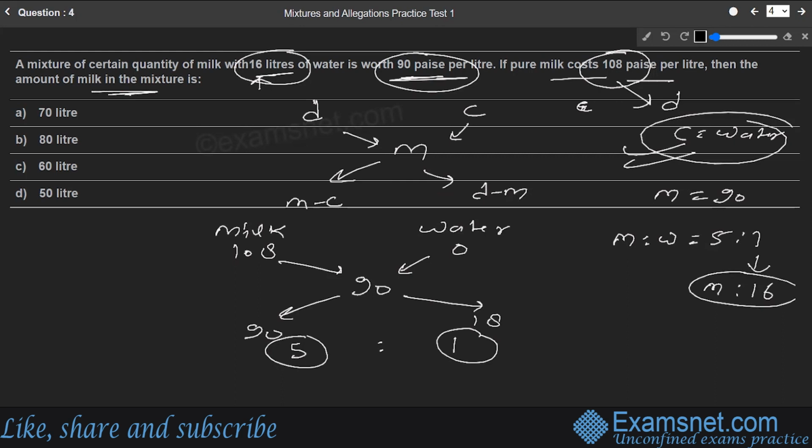So the water part is 16, and as you can see, the milk part is nothing but 5 times the water part. So the milk part in this case should be 5 times 16, that is 80 liters, the quantity of milk in the solution given to us. The answer becomes option number B, 80 liters.